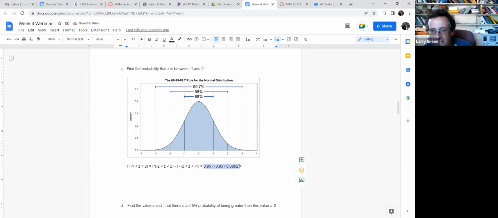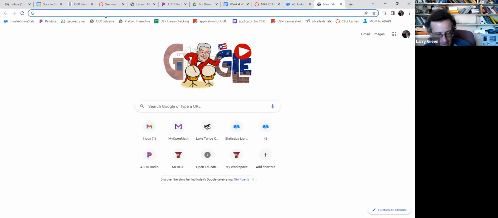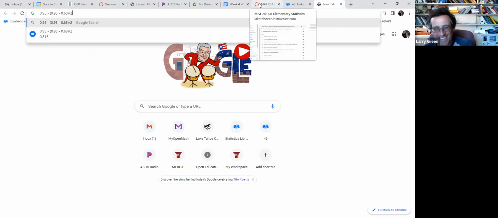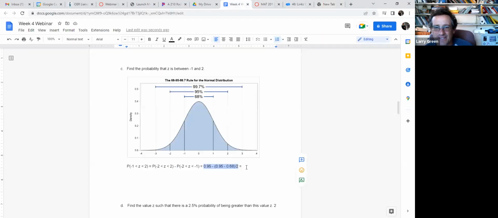I think I'm going to show you the quick and easy way. I could do it in my head, but that might take a little bit of time. Instead, I'm just going to copy and paste. And it gives me 0.815. Google's great. It just gives you the answer if you just put it in the URL bar. So 0.815. Any questions on part C?